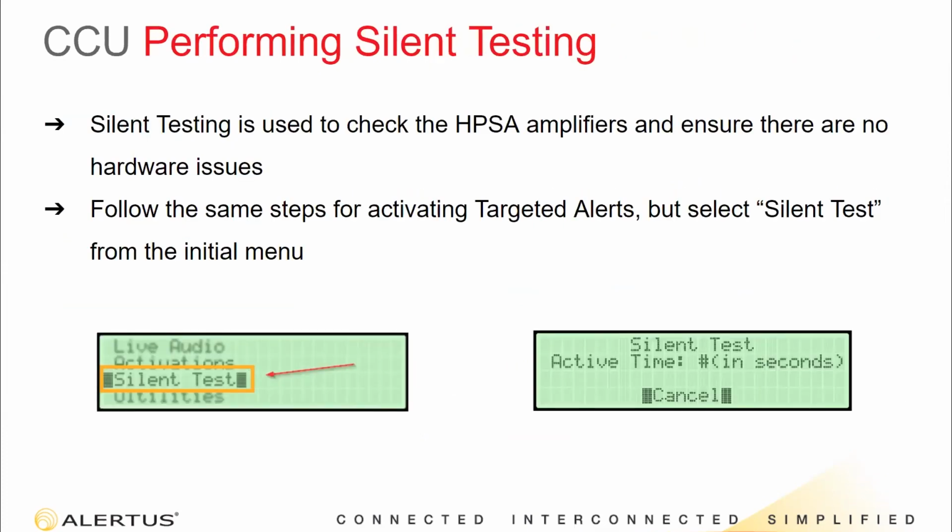Silent testing is used to check the HPSA amplifiers and ensure there are no hardware issues. So if your organization requires you to ever perform any silent testing to check your HPSA systems, you can do so by following the same prompts as targeted alert or live audio broadcast, except you would select silent test from the main menu.